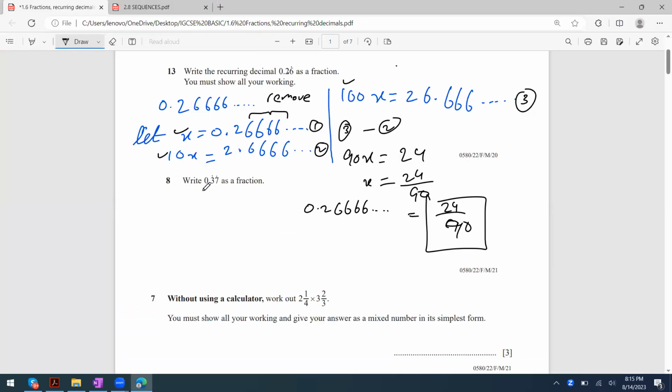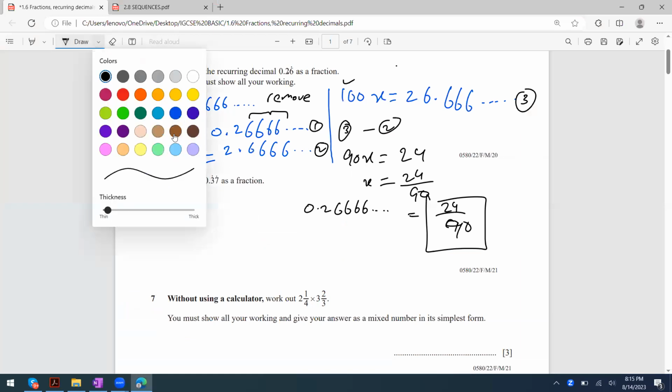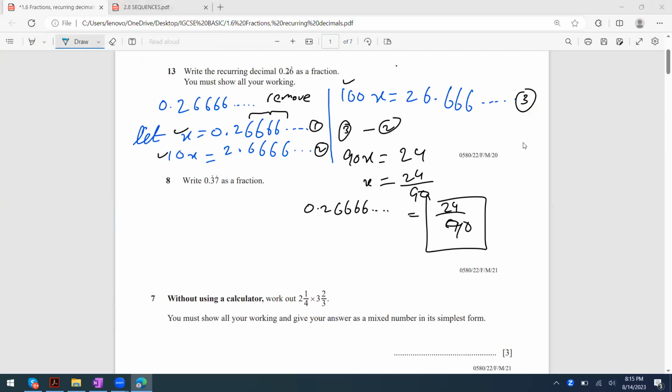Faiza, Aisha, have you done number 8 already? Yes, sir. What's your answer? 37 over 99 as a fraction. 37 over 99. Yes, it is. It's correct. Okay, let's do it. Would you like to explain on the screen to us?